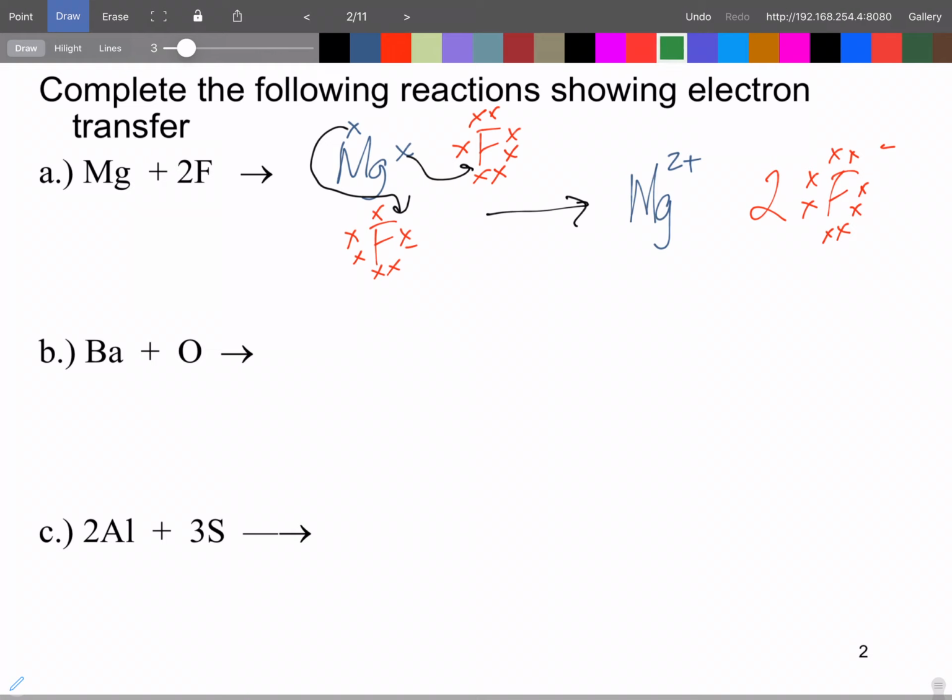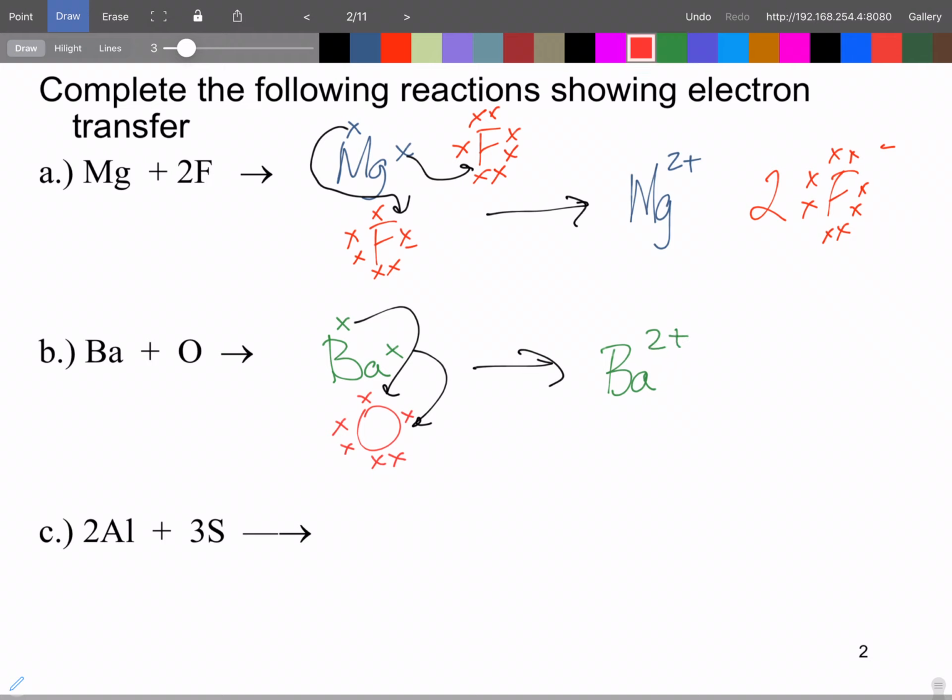We'll do another one where we have barium. Barium again has 2 valence electrons. Oxygen has 6 valence electrons. So for simplicity's sake, because I know where things are going to move, we're going to transfer 1 here and 1 here. So the net effect is we end up with barium 2+, and oxygen 2-. So again, we end up with the ions, and we end up with the charges balancing.